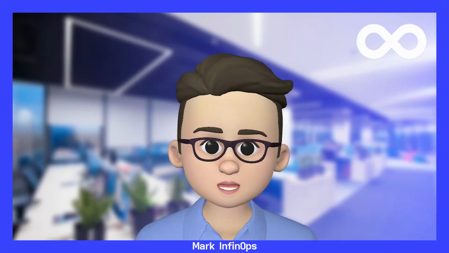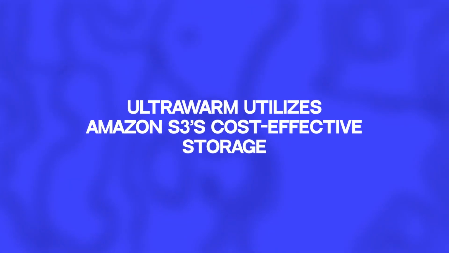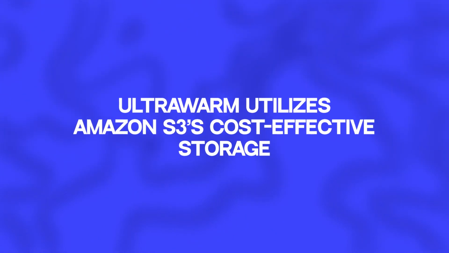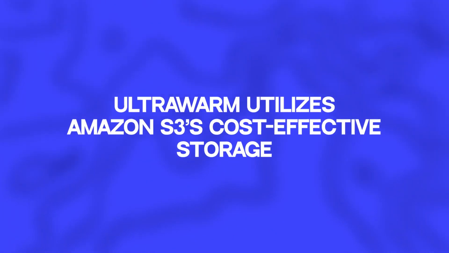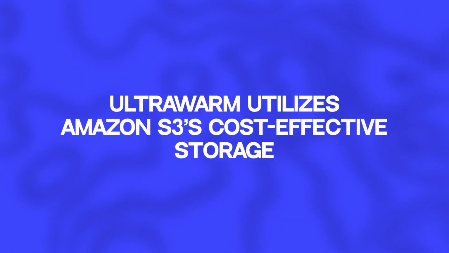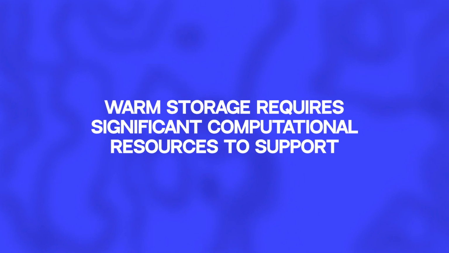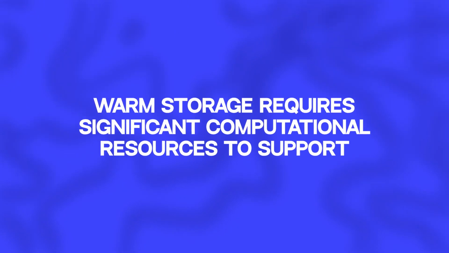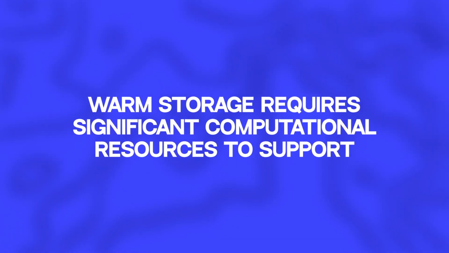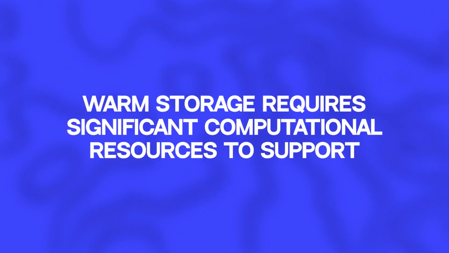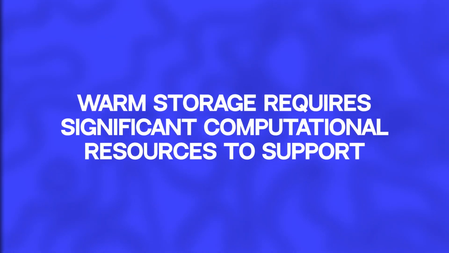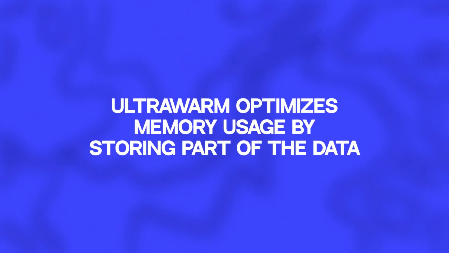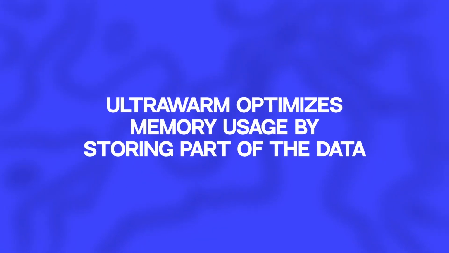The savings in this example occur for several reasons. First, ultra-warm utilizes Amazon S3's cost-effective storage, which is significantly cheaper compared to using computational resources for hot storage. While access to data in S3 may be slower, this is acceptable for less frequently used data. Secondly, warm storage requires significant computational resources to support quick access to data, which increases the cost. By moving less active data to ultra-warm, you free up these expensive resources, thereby reducing overall infrastructure costs. Finally, ultra-warm optimizes memory usage by storing part of the data in memory for quick access and the majority in the cheaper S3. This balances cost and performance.